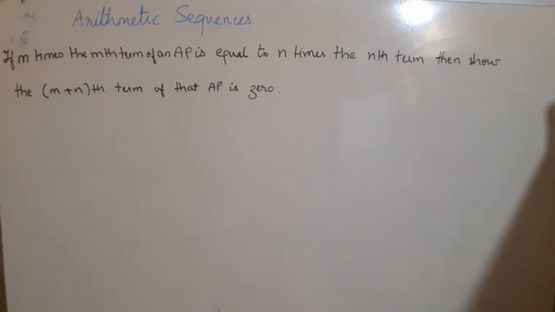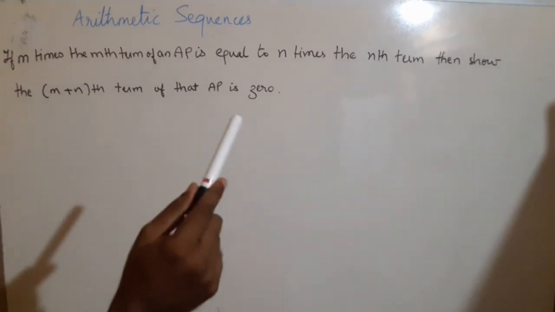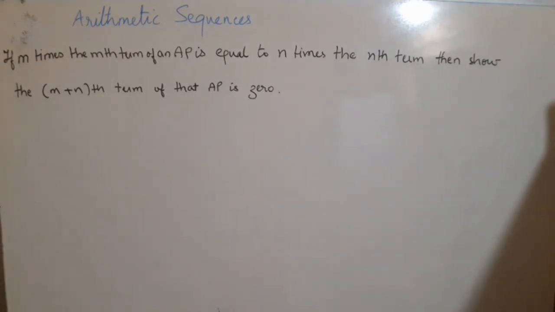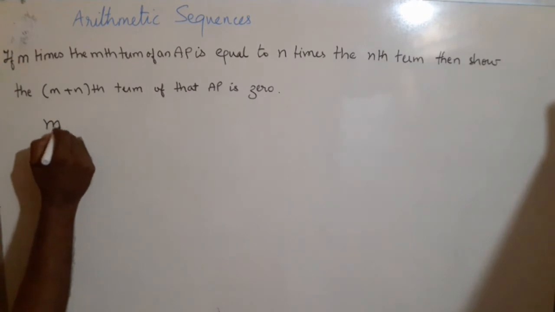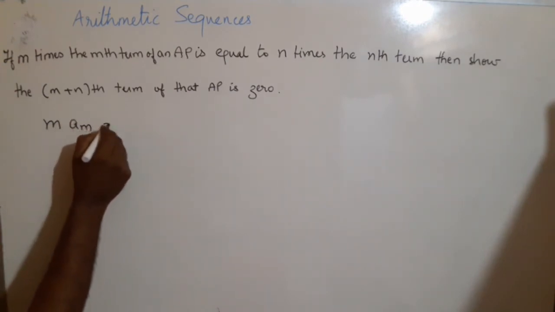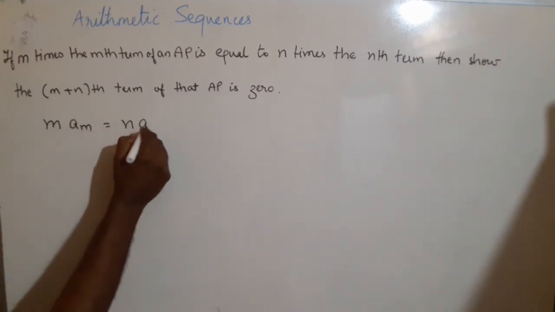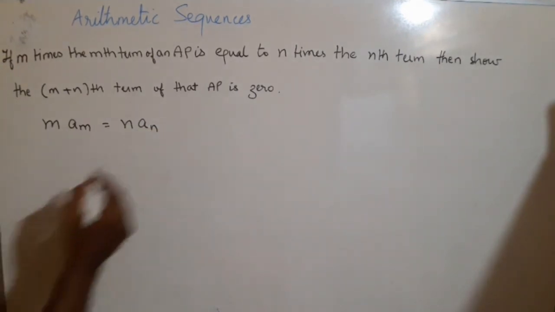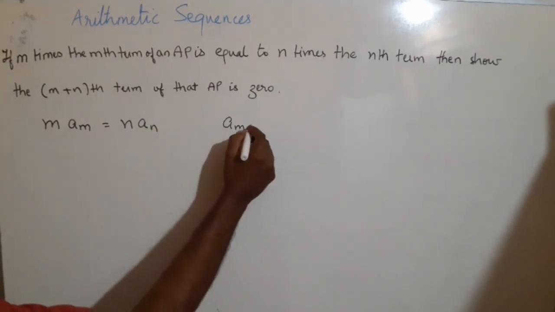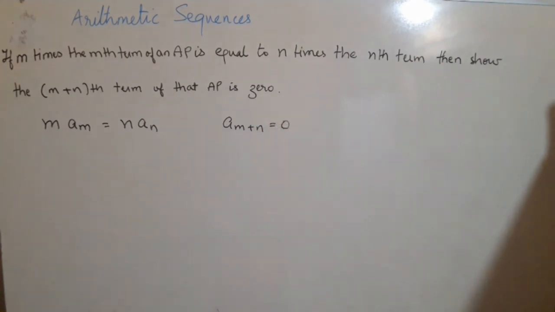But let us go on with this sum now. We are given m times the mth term of an AP is equal to n times the nth term, and we have to show the m plus nth term of that AP is 0. Let us consider the AP whose first term is A and common difference is D, and we are given m times the mth term is equal to n times the nth term, and we have to show the m plus nth term of the AP is 0.